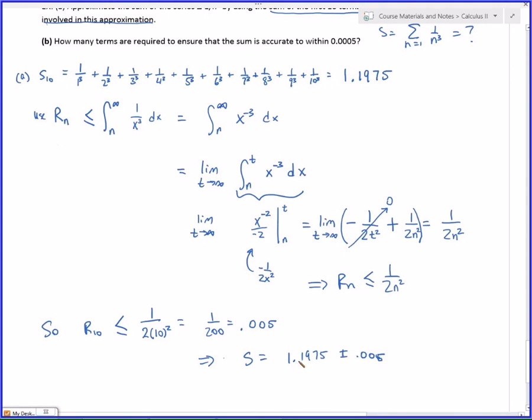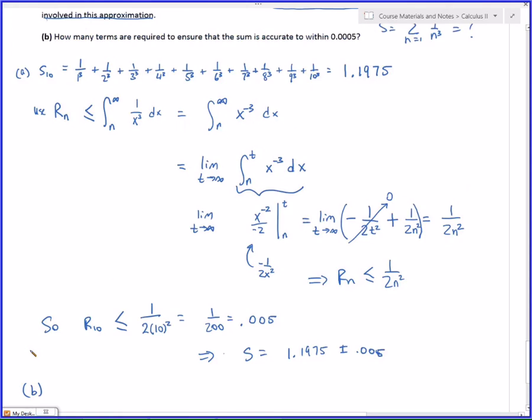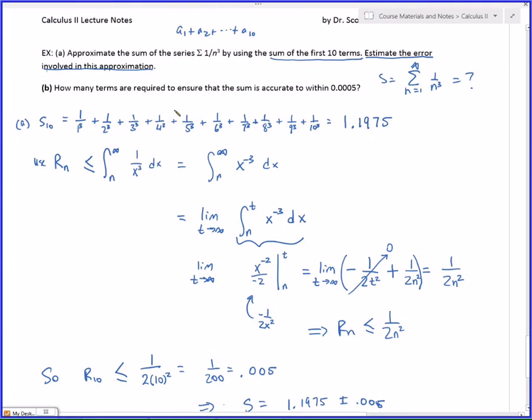So 1.1975 plus 0.005 means I could go up to as big as 1.202, something like that. But it's never going to get bigger than that. I know my series isn't bigger than that. All right. Now, what's the second question? Part B asks how many terms are needed. If we want the sum to be within 0.0005, how many terms do I need to add up?